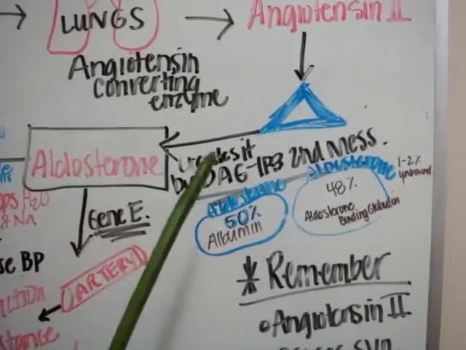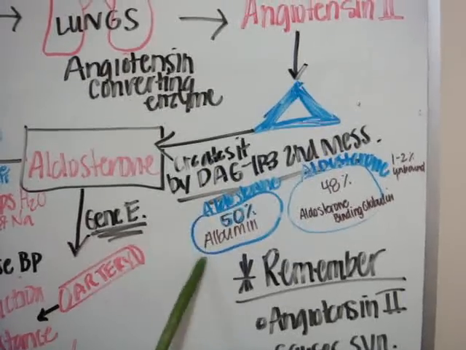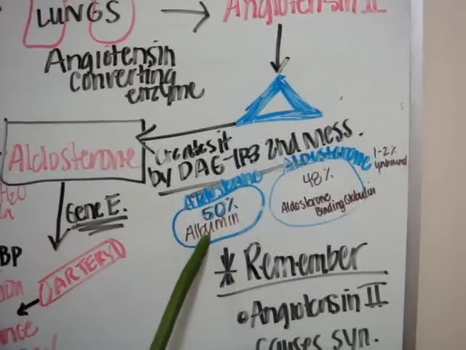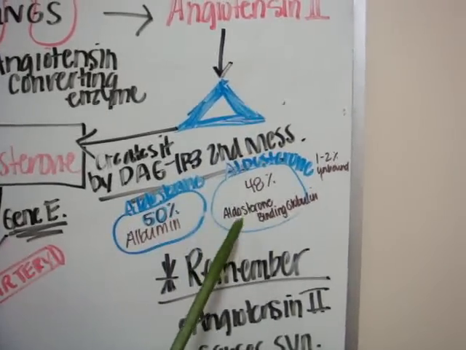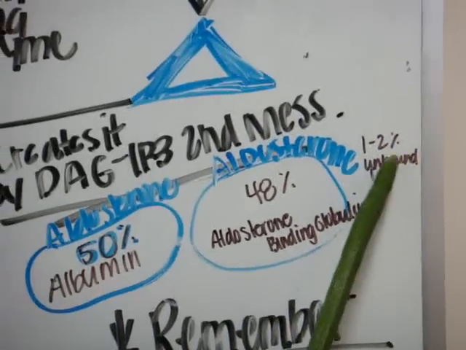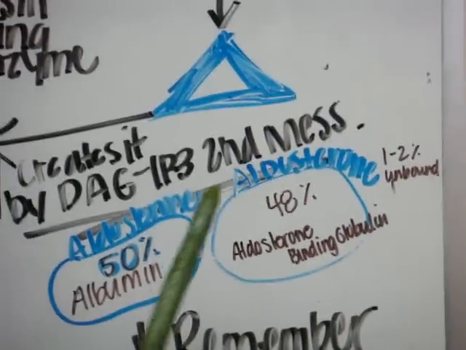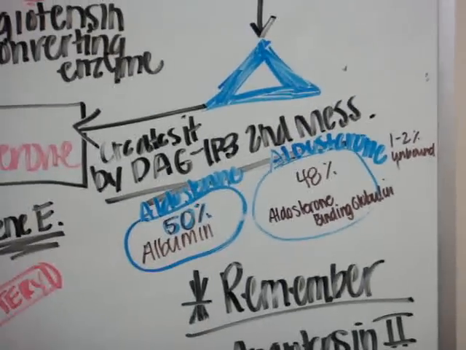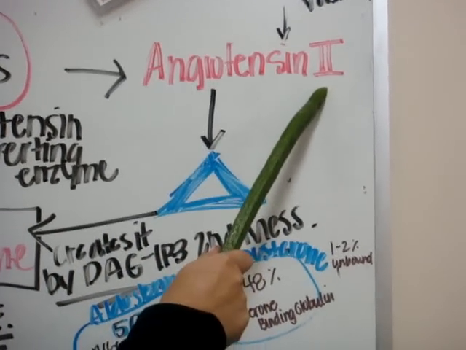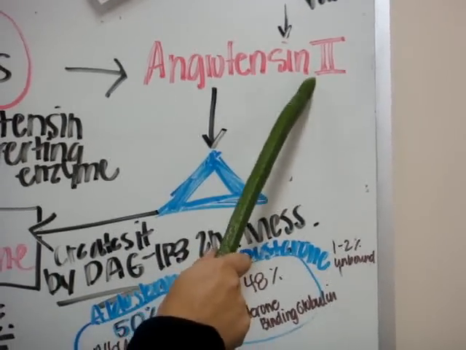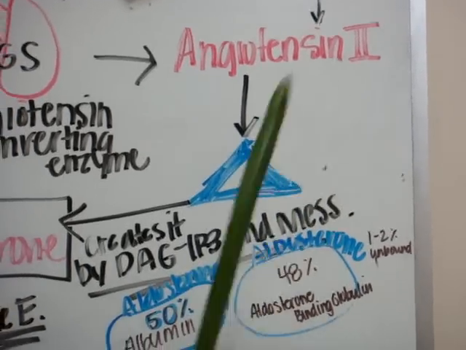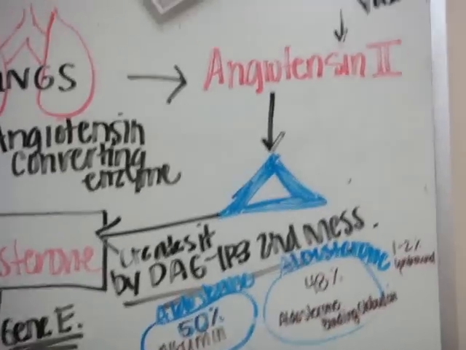Aldosterone is then transported in the blood. 50% is transported by albumin, 48% is transported by aldosterone binding globulin, and 1 to 2% is unbound. Remember that angiotensin 2 causes synthesis of aldosterone, whereas ACTH causes the cells of the zona glomerulosa to grow and function properly, like in the past videos.